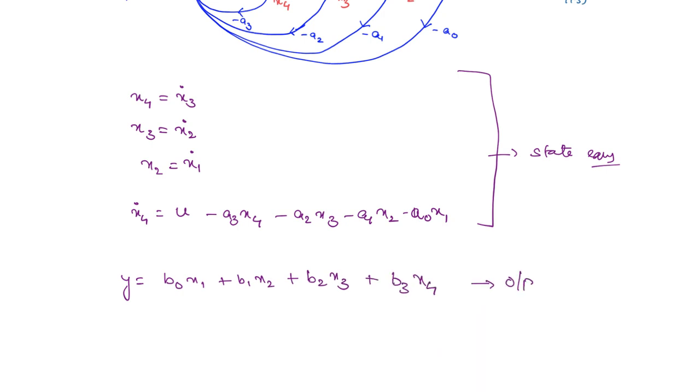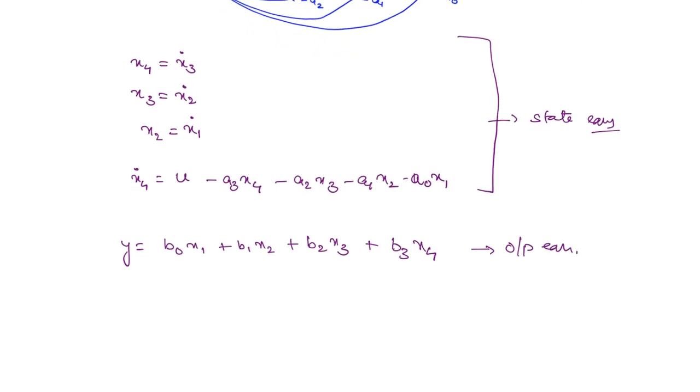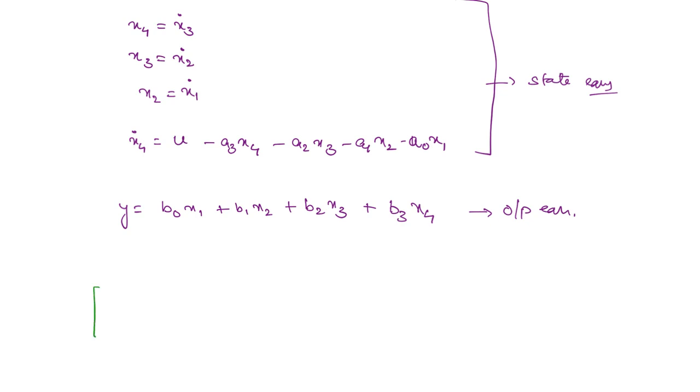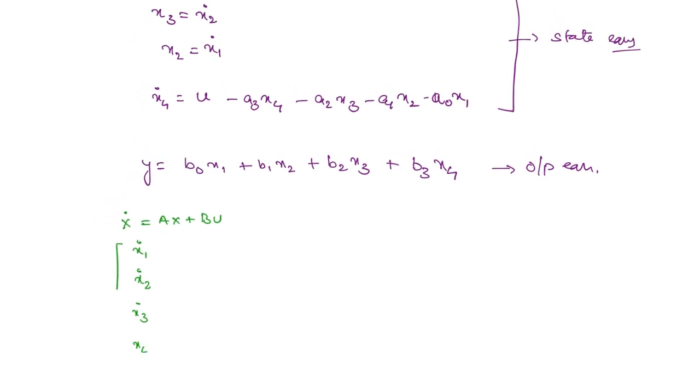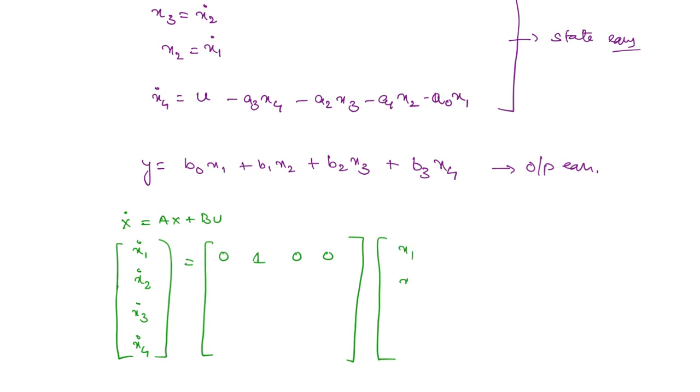This will comprise the output equation. So now let us try to write it in the matrix form. We know that x dot is equal to Ax plus Bu. So x dot will have x1 dot, x2 dot, x3 dot and x4 dot. Now x1 dot is equal to x2 simply, so here you're going to get 0, 1 and the rest of them will be 0. X is x1, x2, x3 and x4.